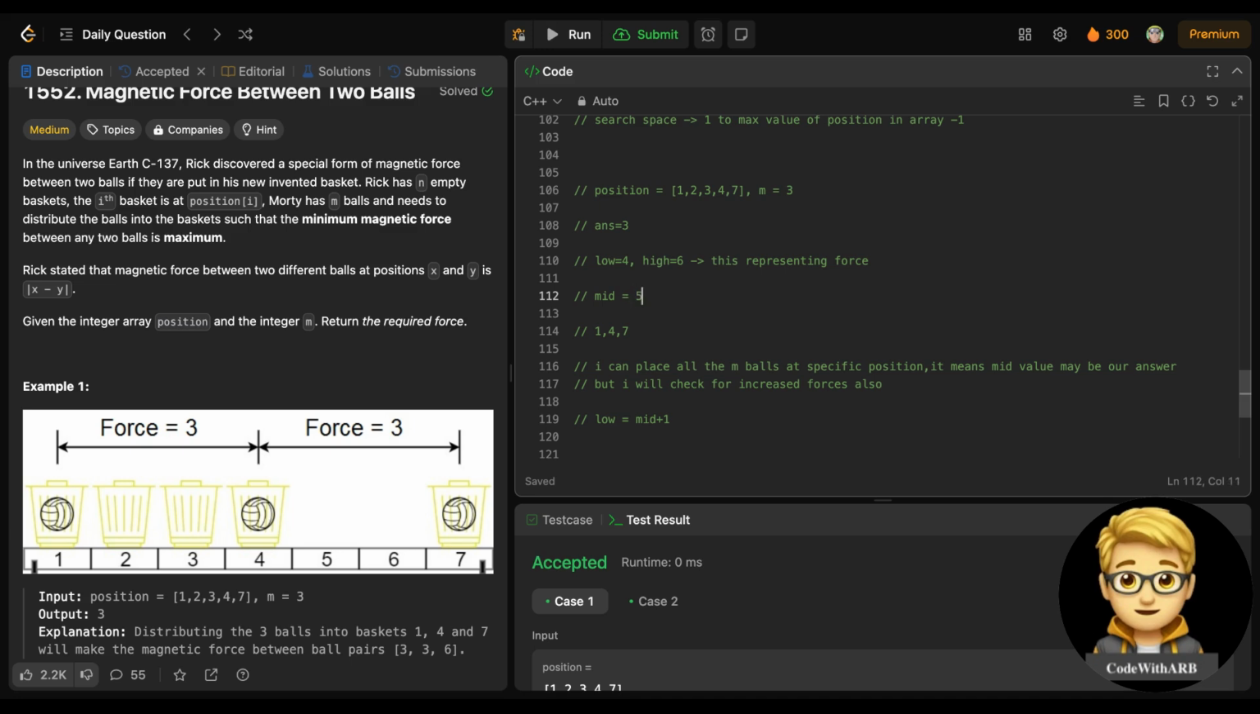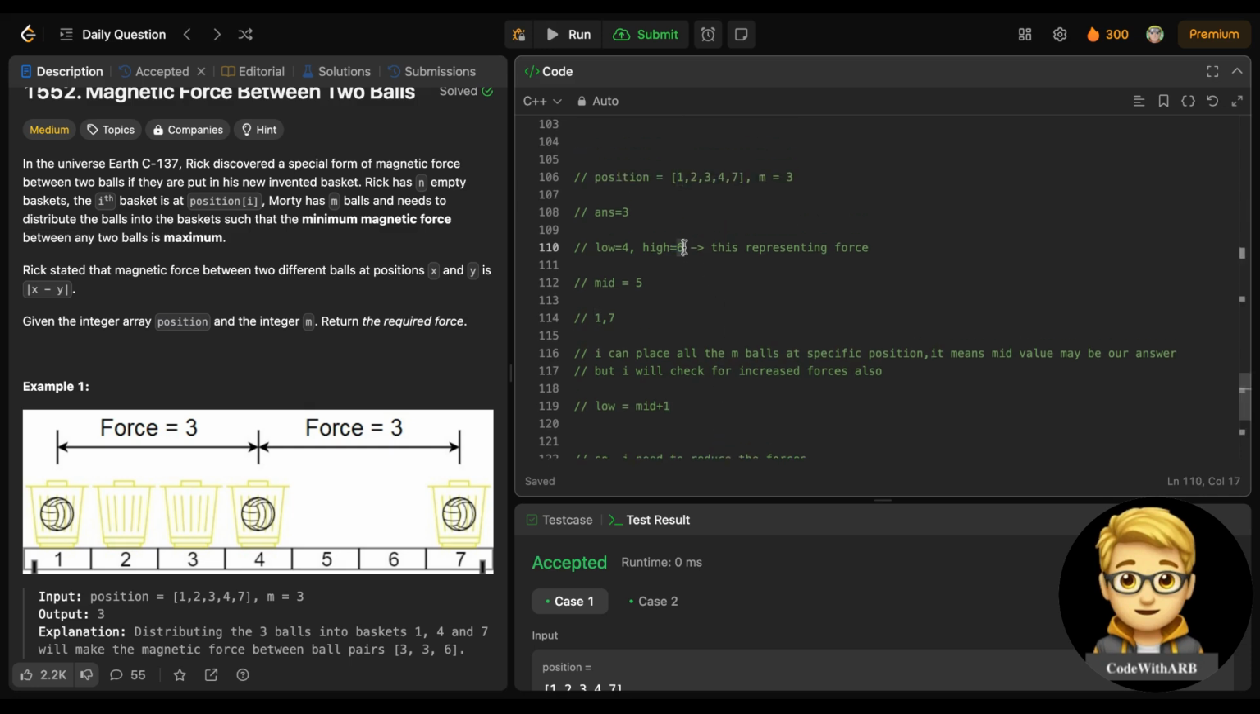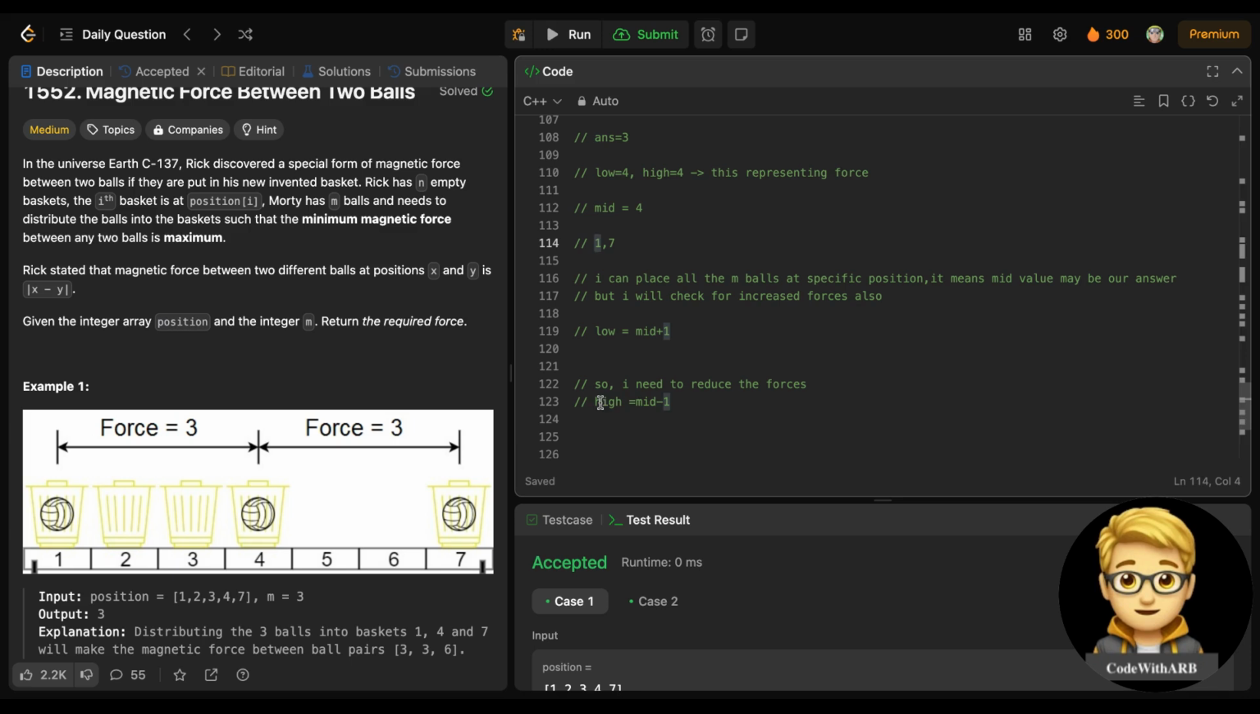So 5 will not satisfy because 1 plus 5 is 6, which is not available, then 7. So we are not able to place all the balls. So high becomes mid minus 1, that would be 4, right? Now if you see, low is at 4 and high is also 4. When you check this mid value 4, it would be 1 plus 4, which is 5, so 7. So this is not satisfied, it means we need to reduce the search space.